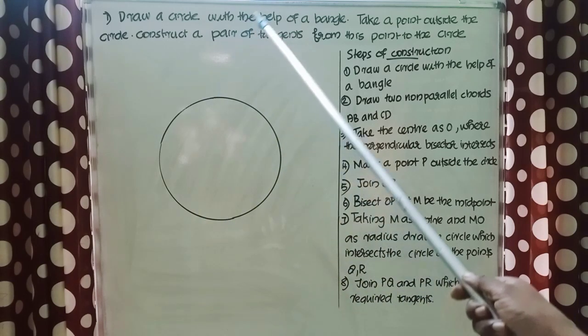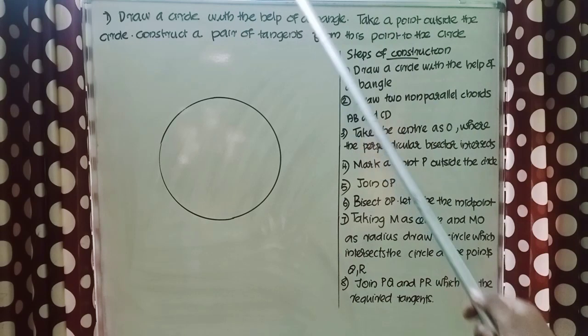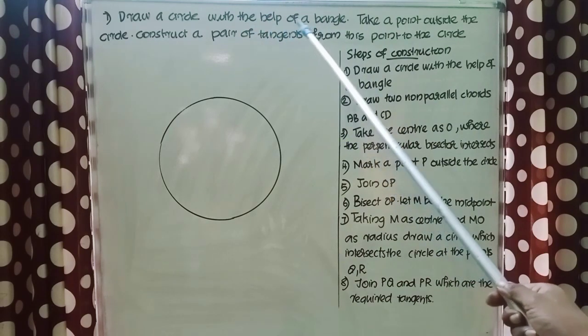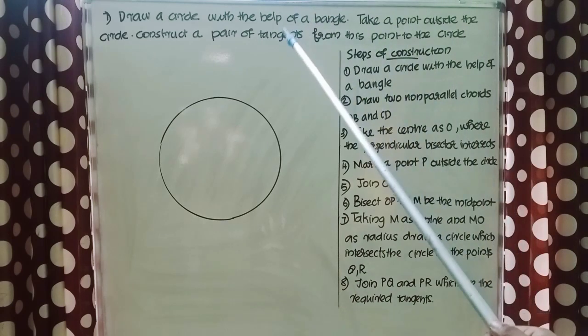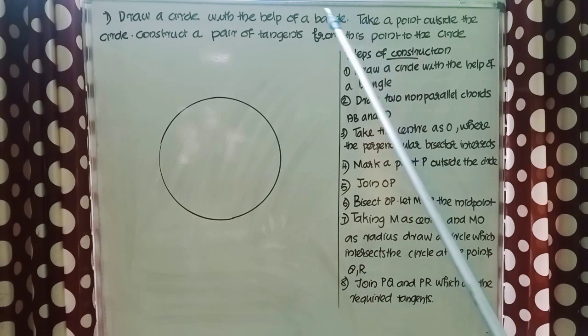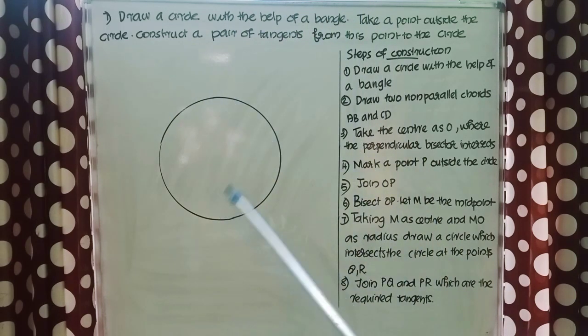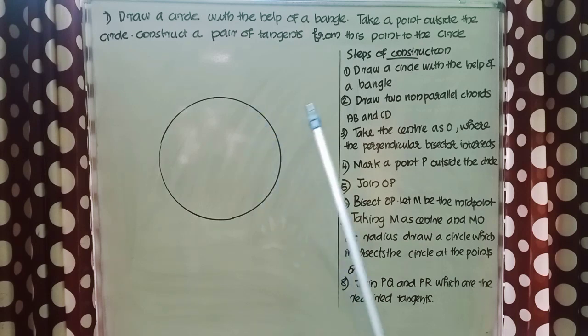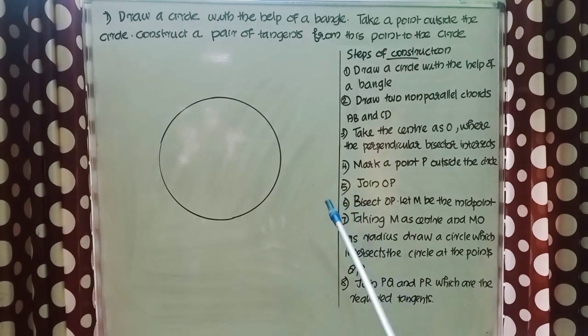Draw a circle with the help of a bangle. Take a point outside the circle. Construct a pair of tangents from this point to the circle. The meaning of the question is we need to construct the pair of tangents from the point outside the circle to a circle whose center is not known. So the steps of construction is given here. Let us see how to construct the pair of tangents.